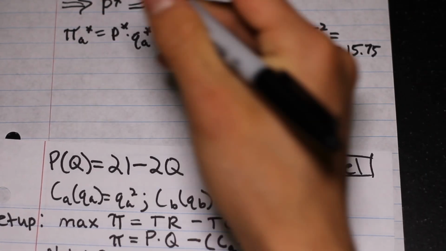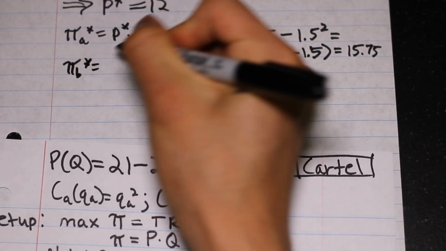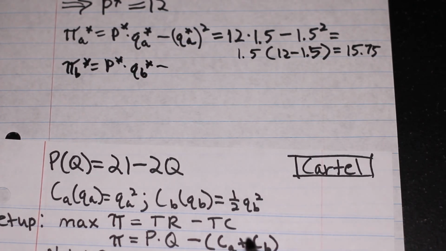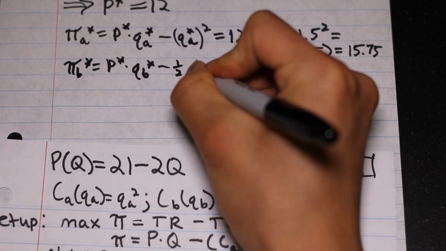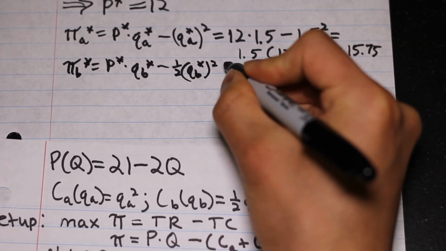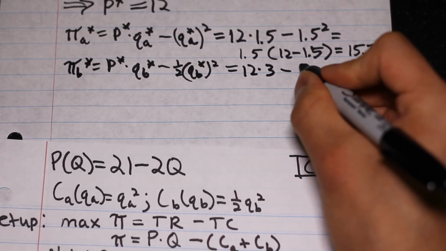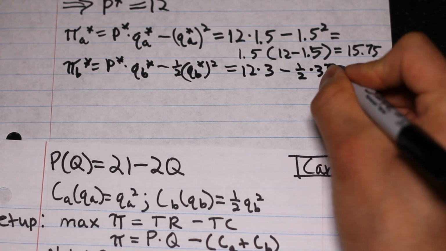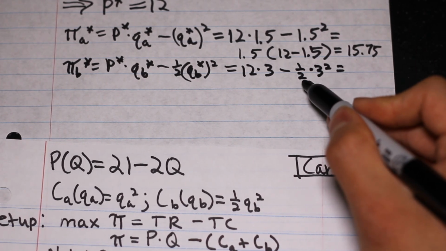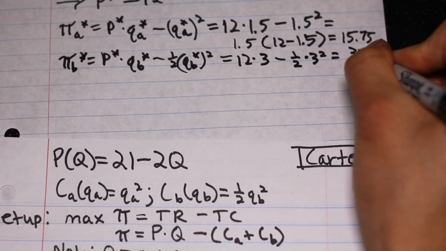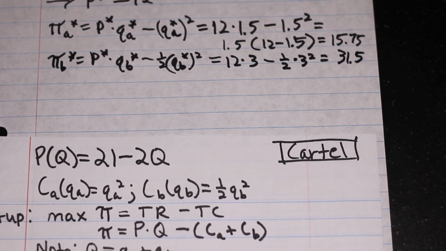And Bob's profits. Price times quantity, that's total revenue, minus total cost. His is 1/2 QB squared. So that's just 12 times 3. Remember, he's double Alex's quantity, minus 1/2 times 3 squared. That's 9 divided by 2. 36 minus 4.5. That's 31.5. So that solves the cartel problem of the oligopoly problem.